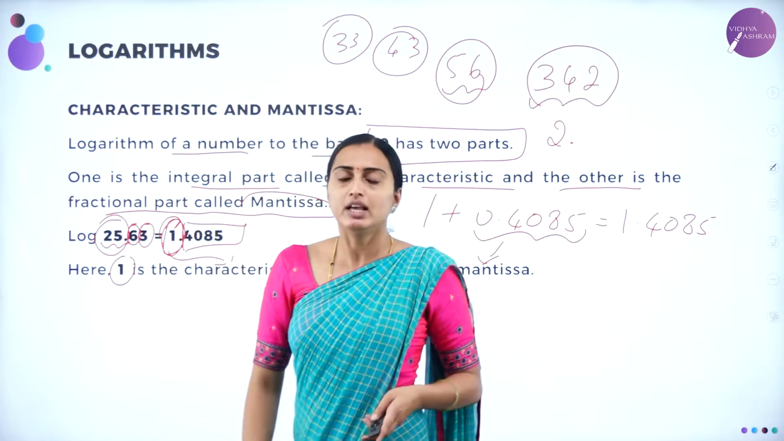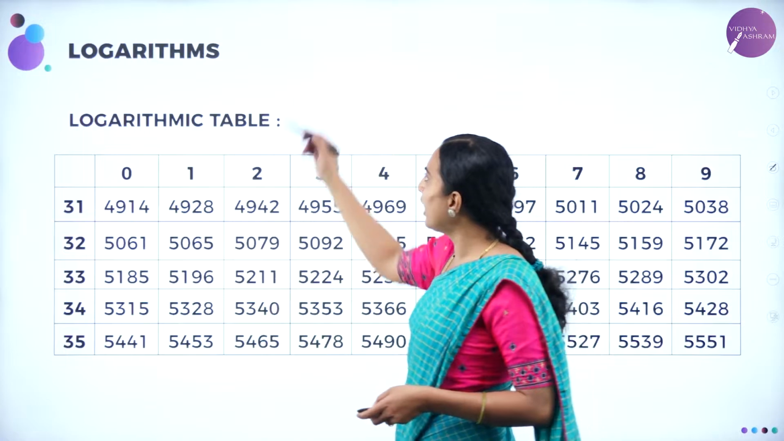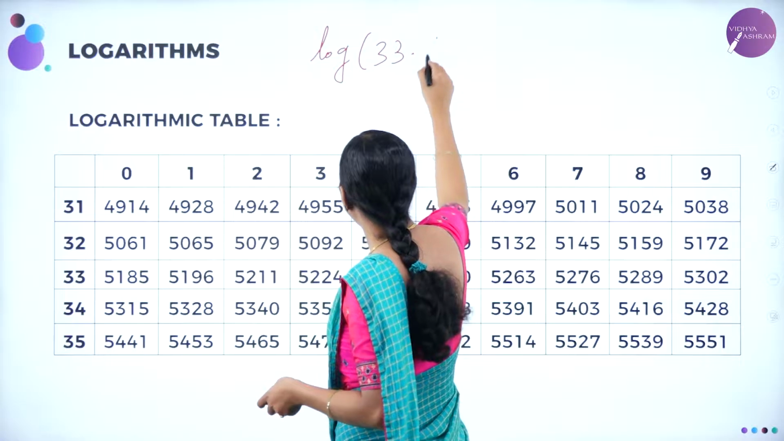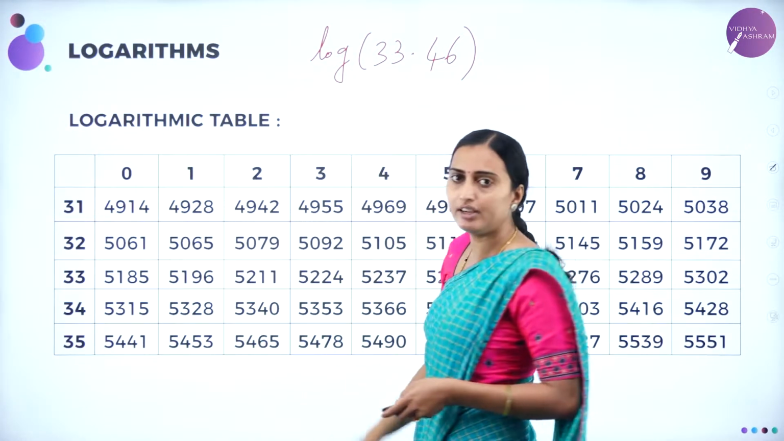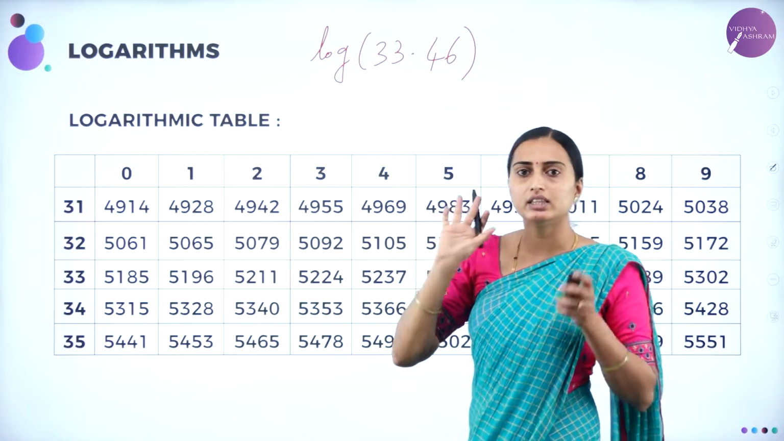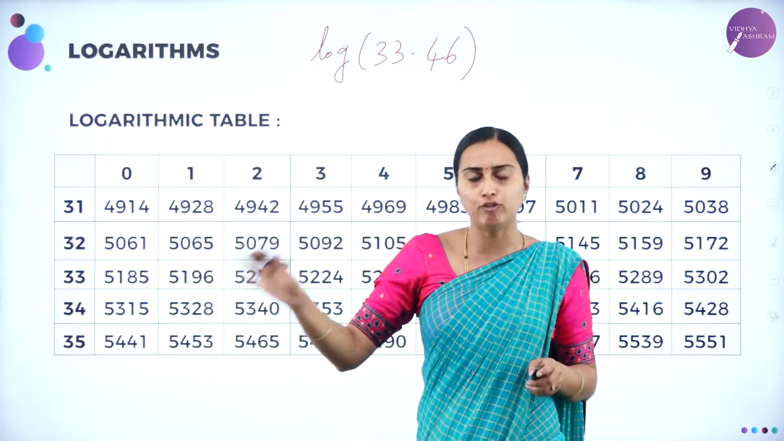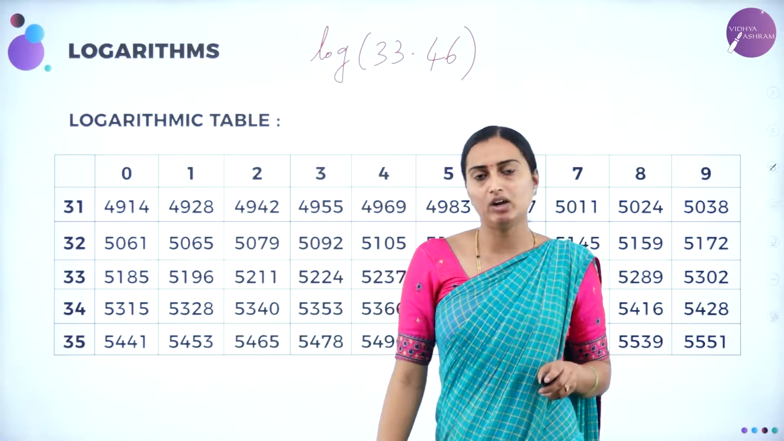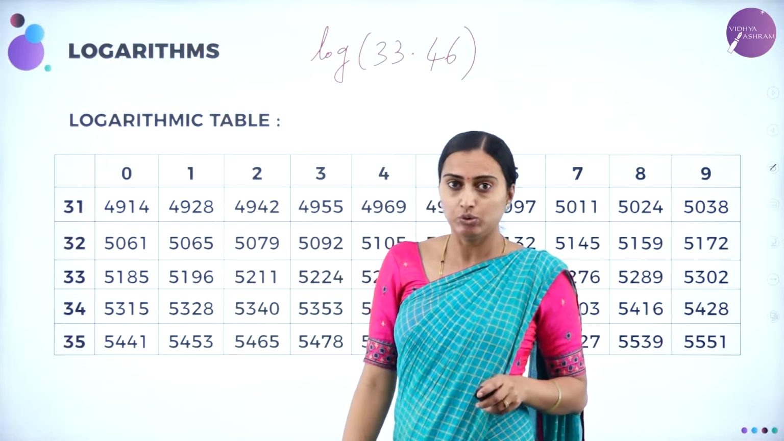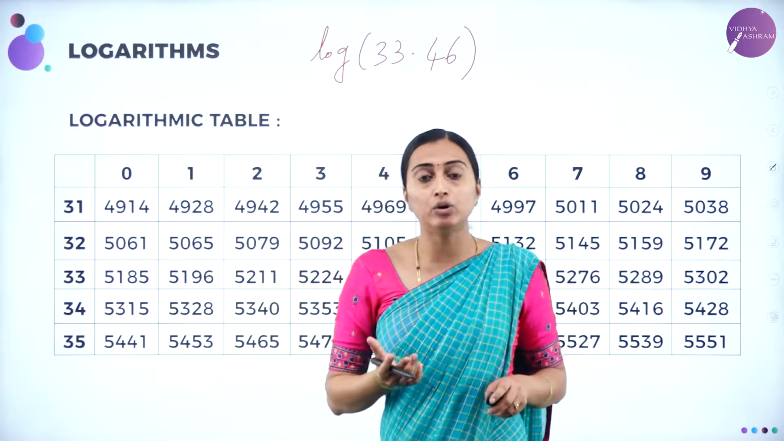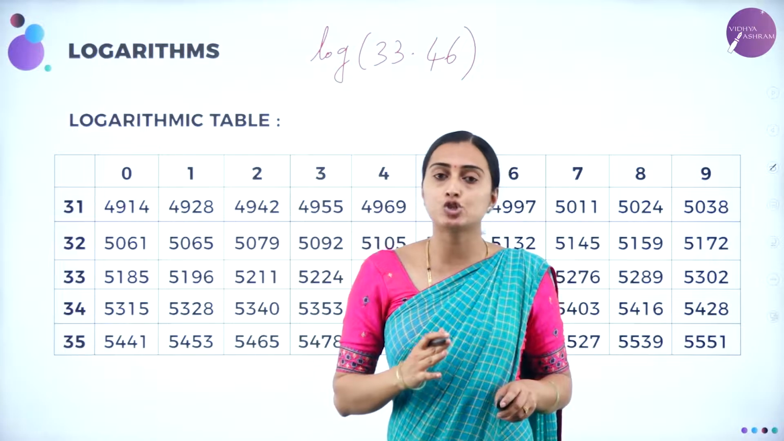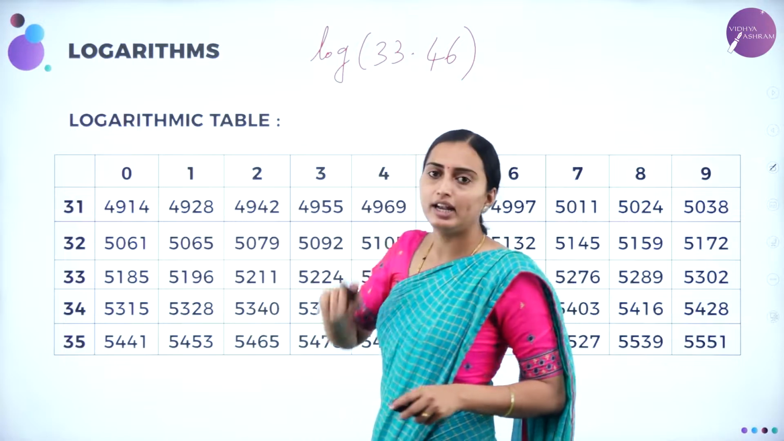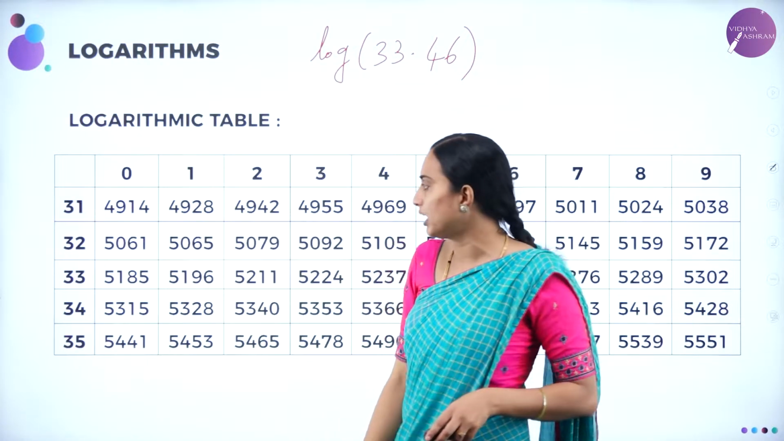Understood? Let me take another example here. Find log of 33.46. So 33.46 means you are going to consider 3346. No decimal point will be considered when you find the log value. When you write the answer after finding the log value, before the decimal point, the characteristic is to be considered. So now I want to find 3346. Leaving the decimal point, let me find 3346. Where will 33 be? 33 is here.